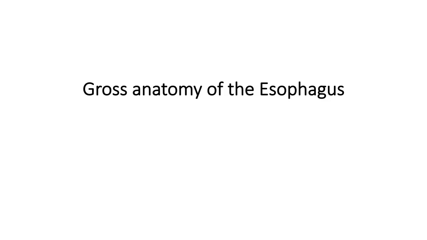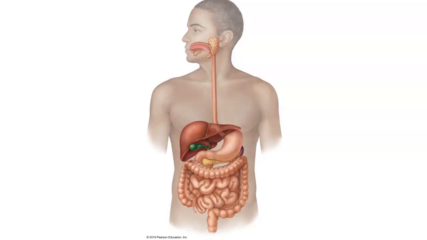Let's take a look at the basic structure and function of the esophagus. The esophagus is a muscular tube that conveys swallowed food from the laryngopharynx into the stomach. It basically just moves straight down the thorax, posterior or behind the trachea. It penetrates the diaphragm at the esophageal hiatus and then enters directly into the stomach.